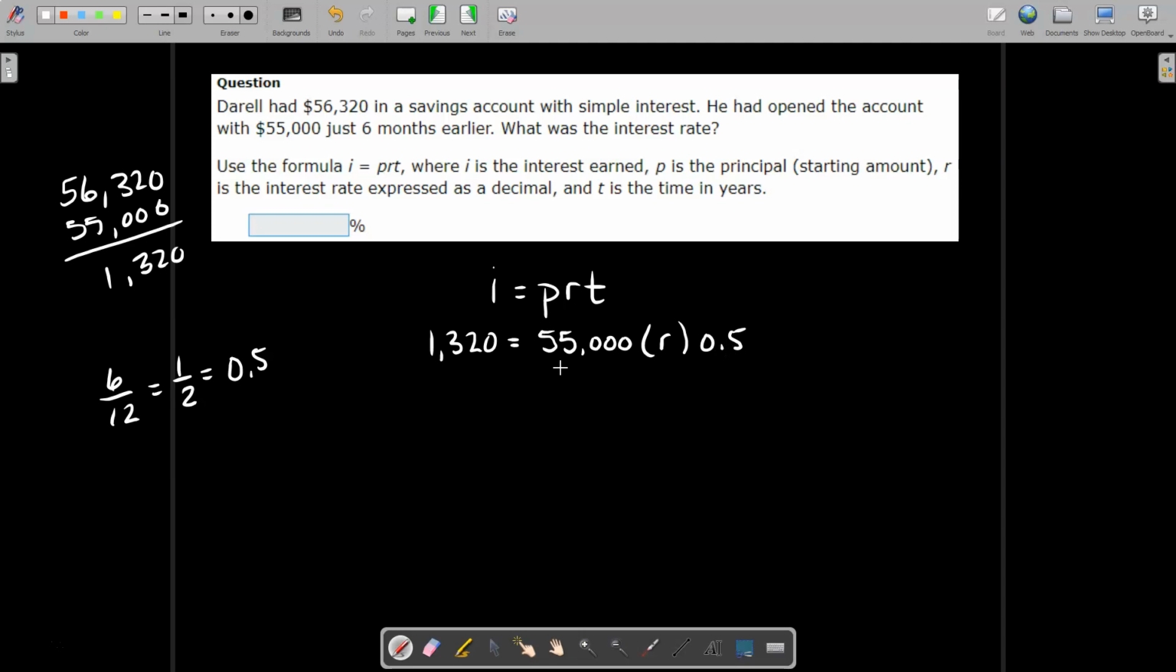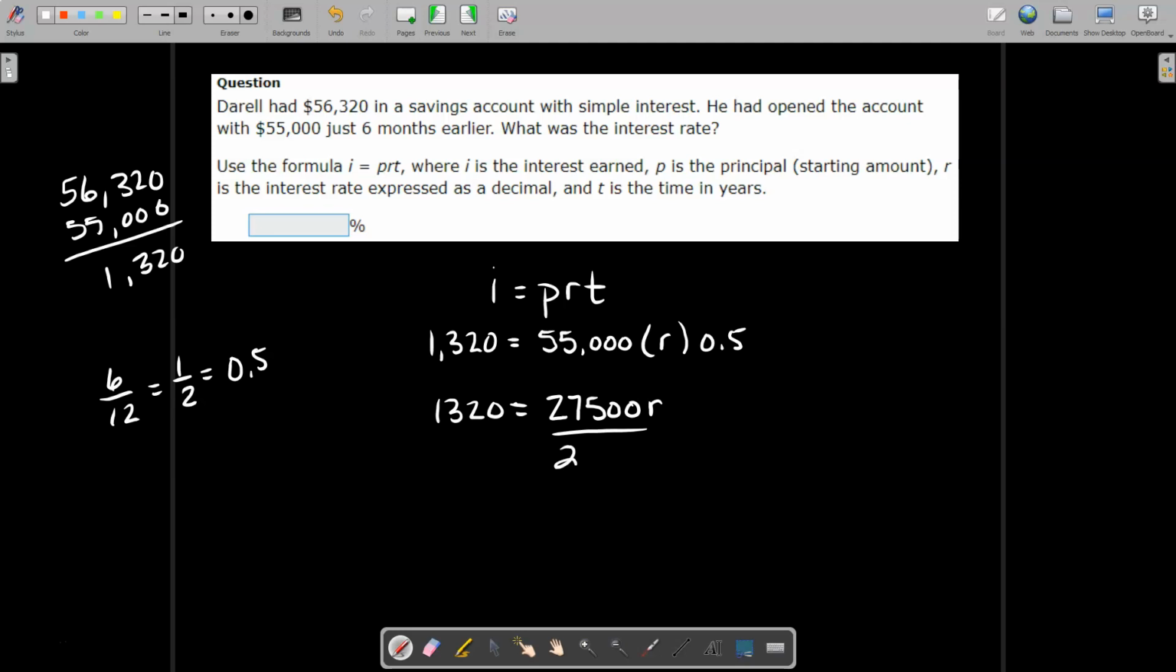So let's go ahead and multiply the 55,000. And we would multiply that times 0.5, which is actually half. So 55,000, 1, 2, 3 zeros. And we're going to divide that, that's half. So we're going to end up with, on the right, 27,500. And we still have, oh, and the R, don't forget R. And then 1320, we'll bring that down on the left.